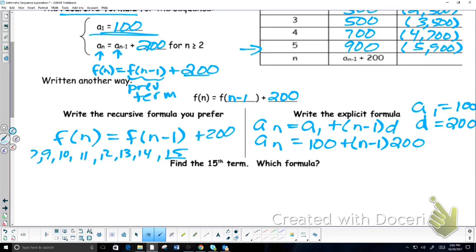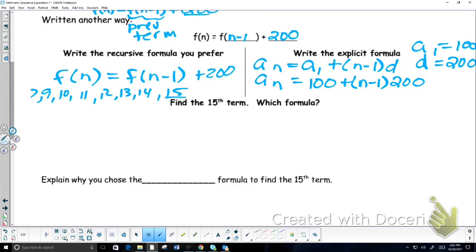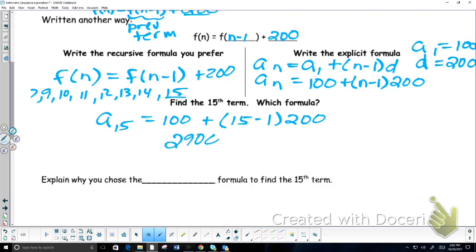Instead of doing all that, I would use the explicit formula. If we were to write the explicit formula, it would look like a sub 15 equals 100. Remember, we're just looking for the 15th term. So this is what it'd look like, and we would simplify it out to where the 15th term would be 2,900. Hopefully you realize we would use this one just because it's simpler.